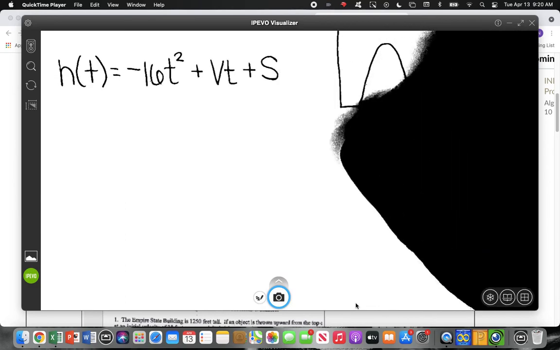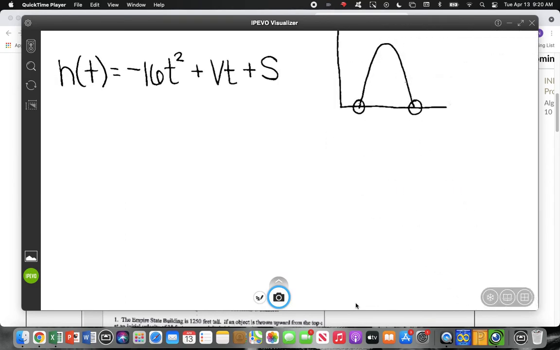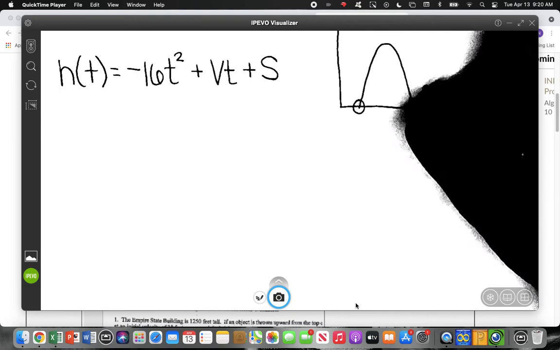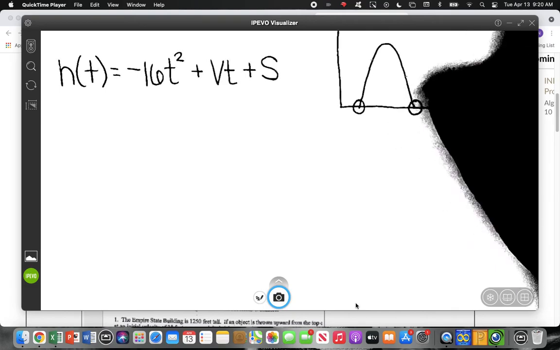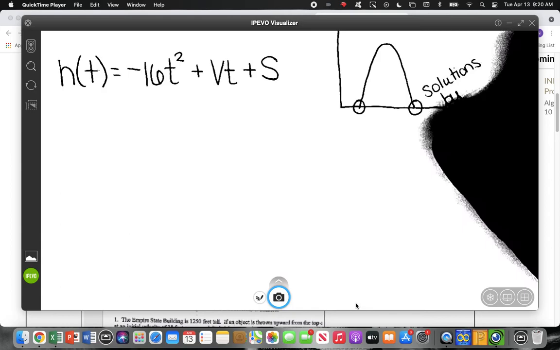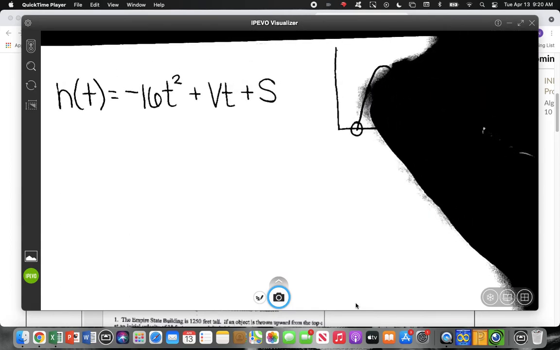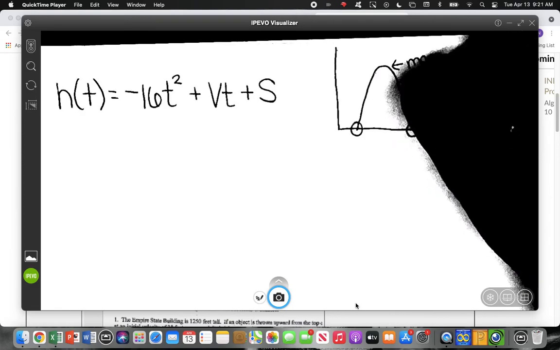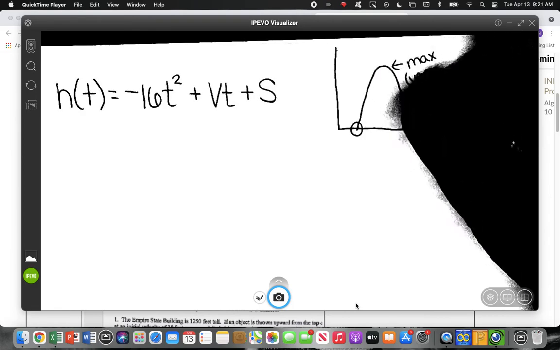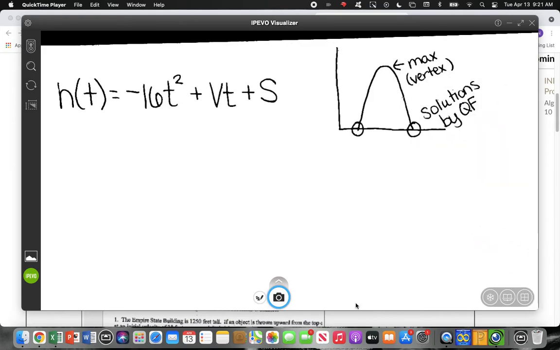And so these two values here are the solutions by doing the quadratic formula. And then this maximum point right here, you actually just find the vertex. And so we are going to read through some questions, and we will decide based on reading the questions, are we finding the solutions or are we finding the vertex?